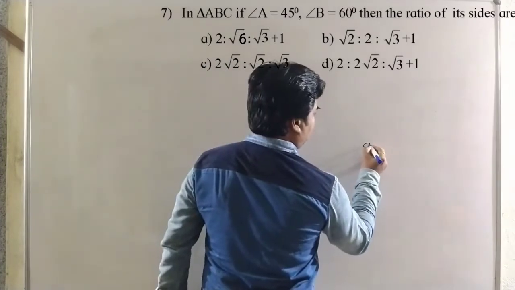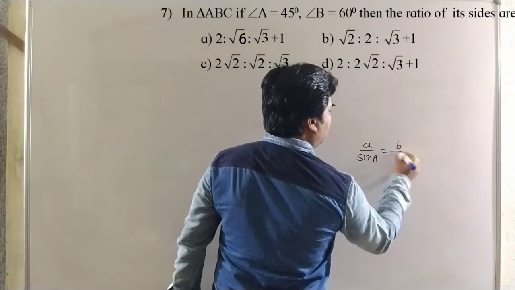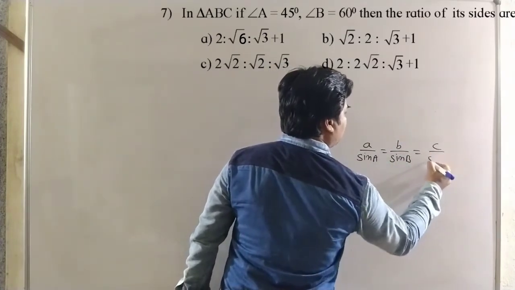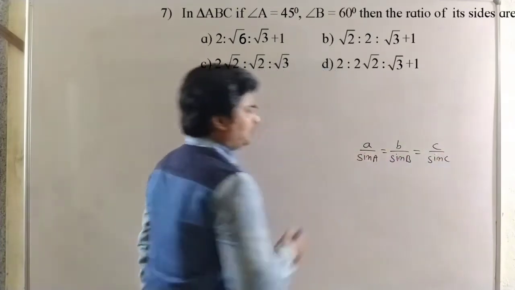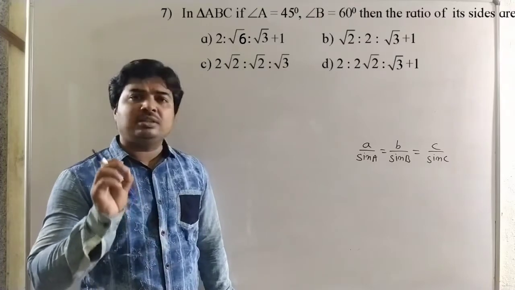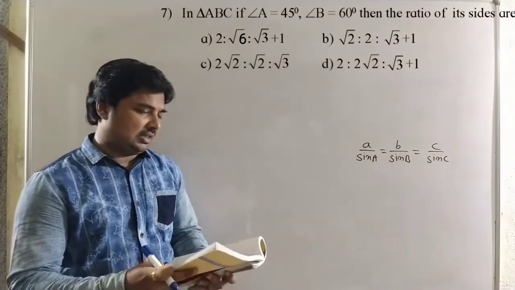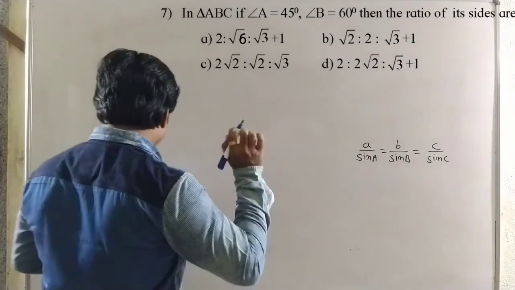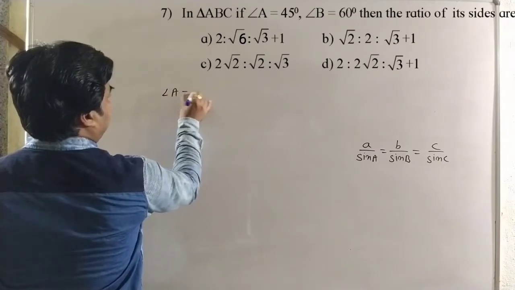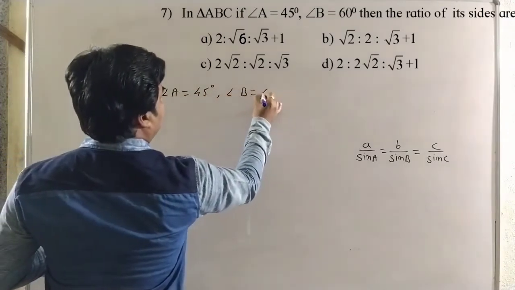a upon sine A, b upon sine B, and c upon sine C. It is the sine rule. Small a, b, c are the lengths of the sides of the triangle and capital A, B, C are the angles. Now here we want to find the ratio of its sides. Two angles are given. Here it is given angle A is equal to 45 degrees, angle B is equal to 60 degrees.